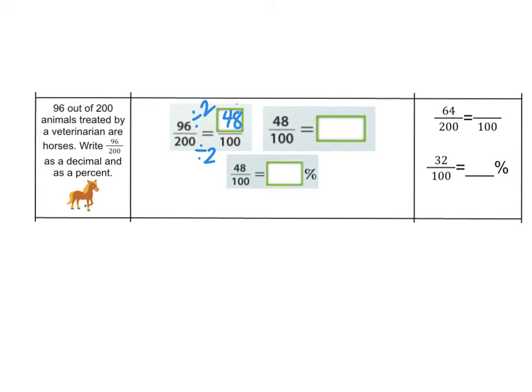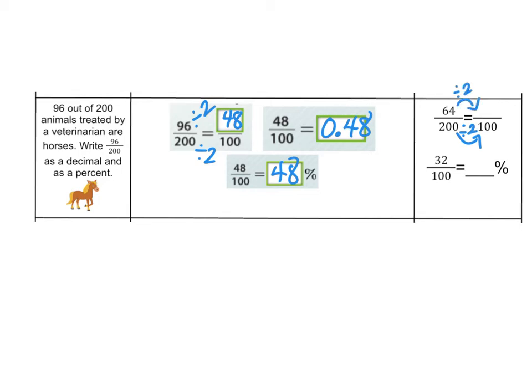So we have 48 hundredths. And that equals the decimal 48 hundredths. 48 out of 100 means 48%. So 48% were horses. All right, let's simplify over here. 64 out of 200. Again, we're going to use that strategy. We're going to divide by 2 to get per 100.